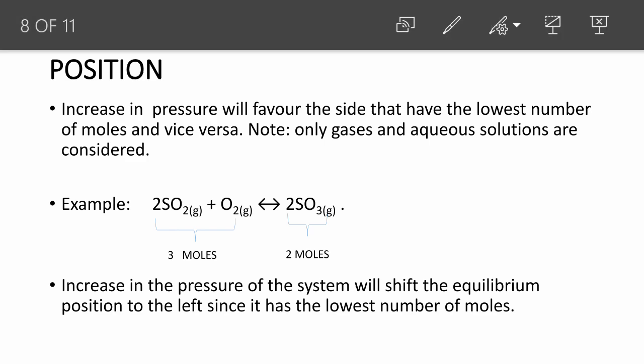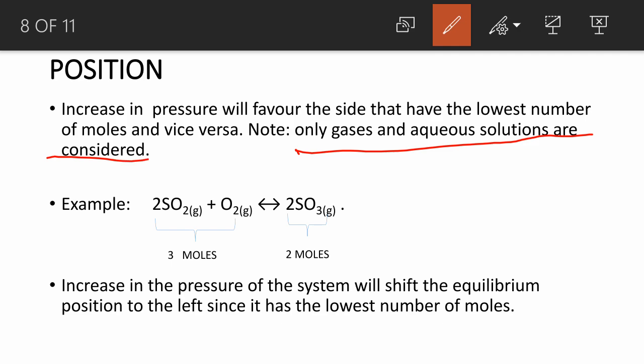Now let's look at the effect of pressure on equilibrium position. Increase in pressure will favor the side that has the lowest number of moles, and vice versa. And we should note this, only gases and aqueous solutions are considered. We only consider gases and aqueous solutions.